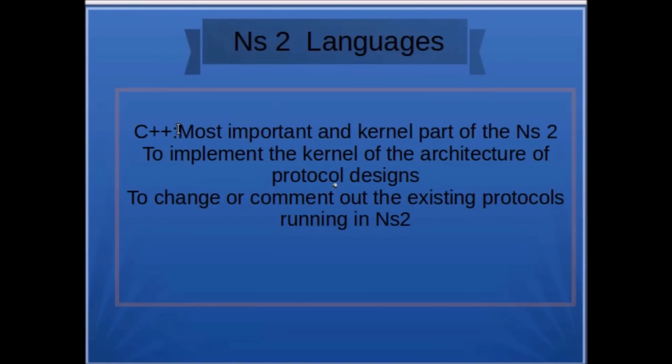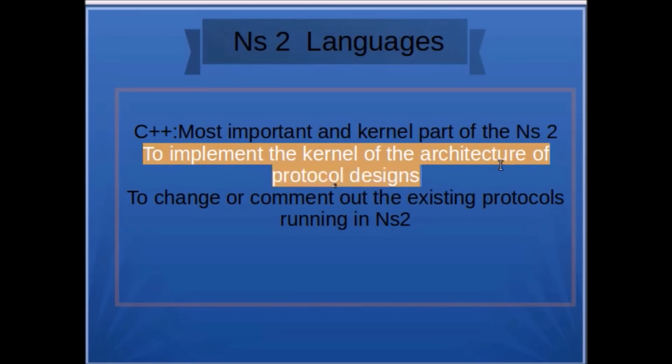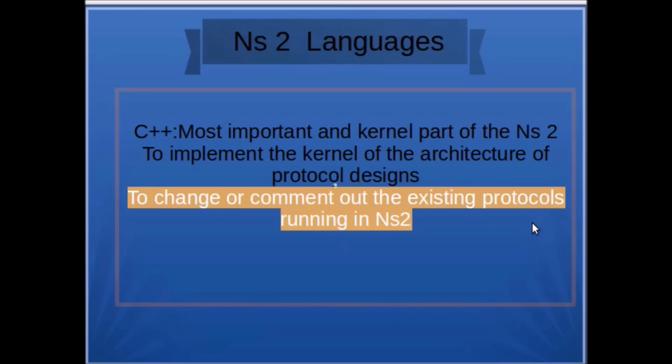Next is C++. C++ is the most important and kernel part of the NS2. C++ is used to implement the kernel of the architecture of protocol designs. C++ is mainly used to change or comment out the existing protocols in NS2.